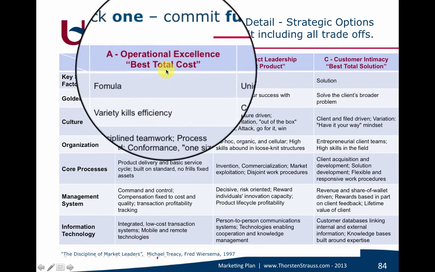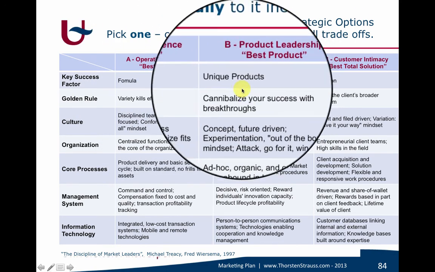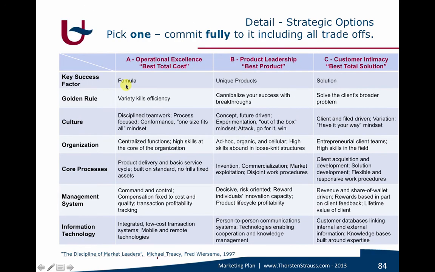Now compare that to the product leadership. Here you talk about unique products. Here we talk about the right formula. We talk about out of the box thinking, attack, go for it, win, experimentation. Here about discipline, staying focused, staying in process, one size fits all. Here we need an organization that is ad hoc, that's organic, that's cellular, where not everything is tied down and controlled. We have to have input and stimulants and those things.